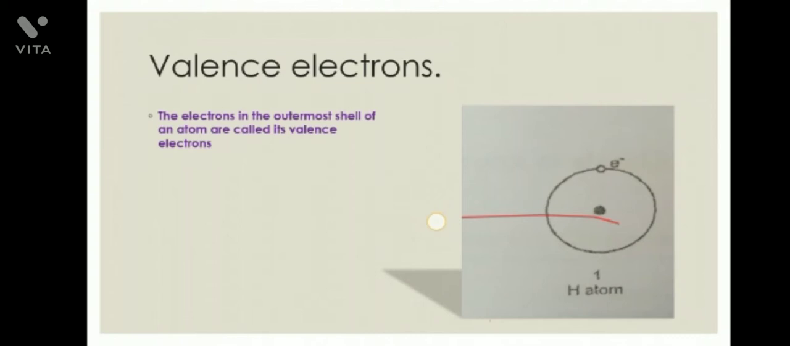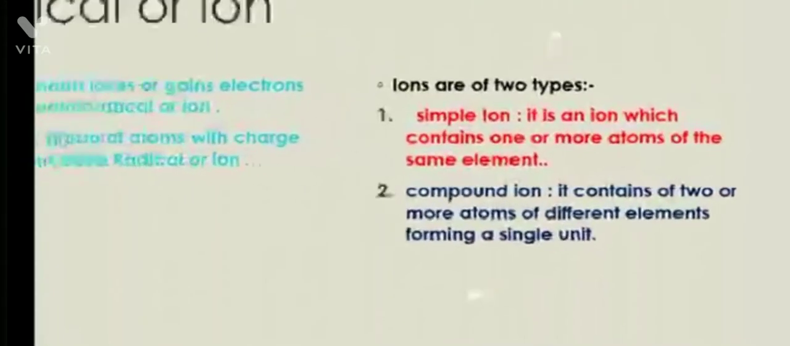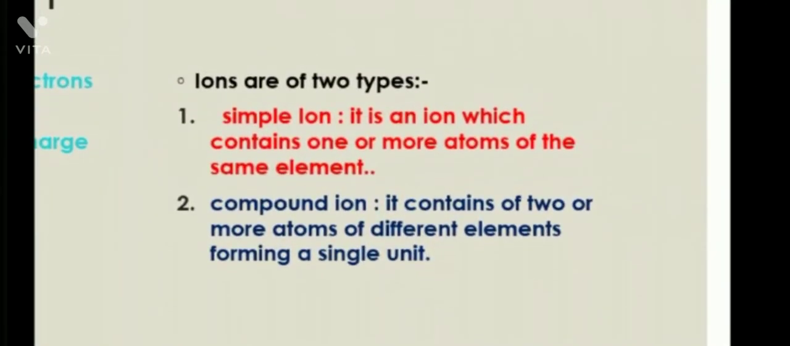It is radical or ion. When an atom loses or gains electrons, it converts into a radical or ion. An atom or group of atoms with charge on them is called a radical or ion. This topic is not so important, but ions are of two types, and this is very important. One is simple ion and the other is compound ion. Simple ion means an ion which contains one or more atoms of the same element. Compound ion means it contains two or more atoms of different elements forming a single unit.